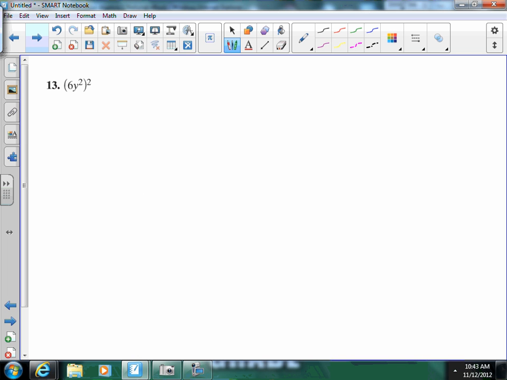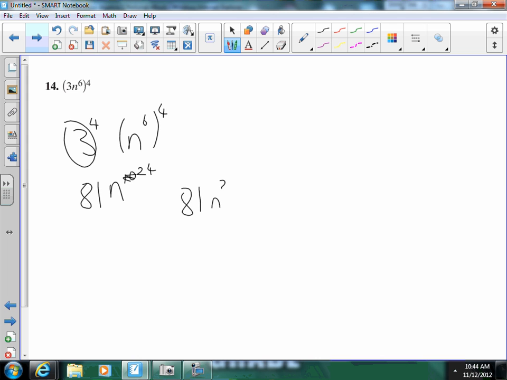Number 13, 6 squared, y squared, squared becomes 6 squared y to the 4th, 36 y to the 4th. Number 14 is 3 to the 4th, n to the 6th to the 4th. Okay, the two terms 3 and n to the 6th are both raised to the 4th. 3 raised to the power 4 is going to give us 81. N to the 6th to the 4th is going to give us n to the 10th. No, it's not. 6 times 4 is 24. 81 n to the 24th.